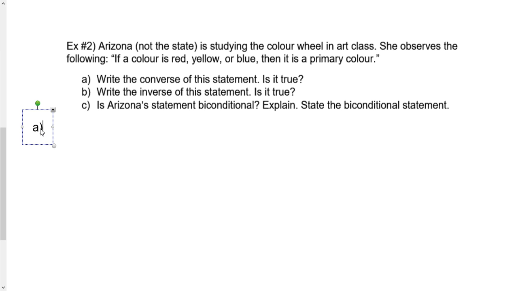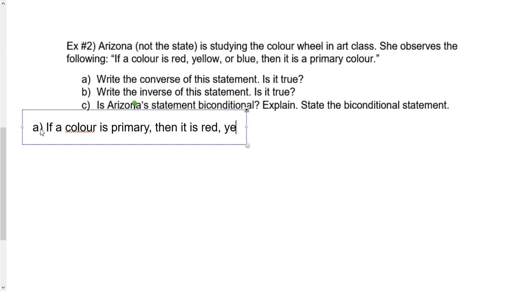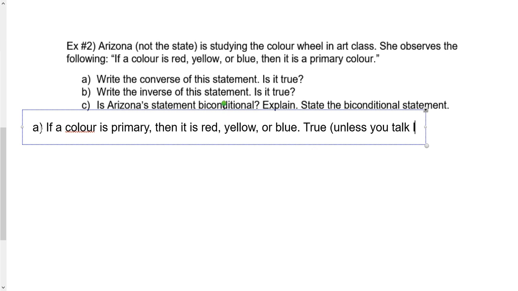Alrighty. So write the converse of it. So this is just saying if a color is primary, then it's red, yellow, or blue. Is it true? Yep. Unless you're talking about light, but we're talking about art class, so we're talking about art primary colors.